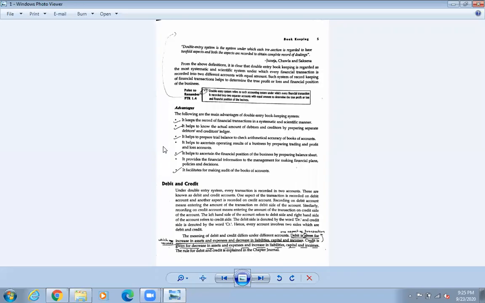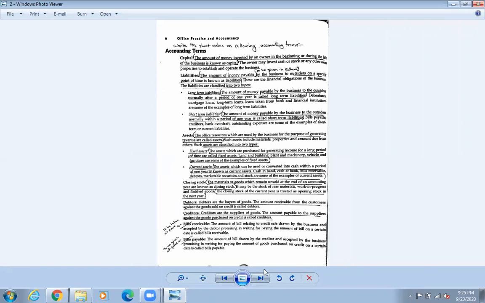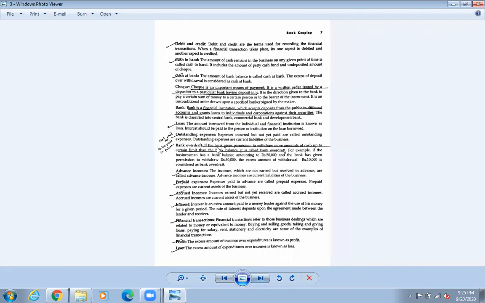Is that okay? So that is all for today. This thing we'll learn the next day, and please write down these accounting terms all as homework. If it is ticked, then do all. If it is underlined, just write the underlined word only.